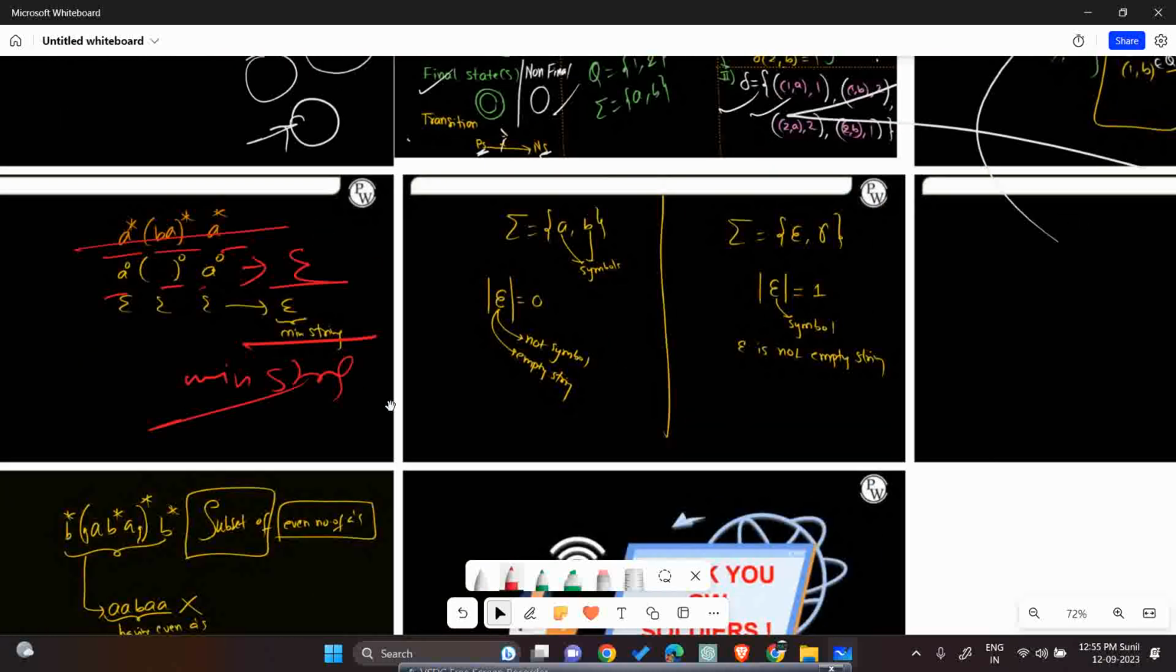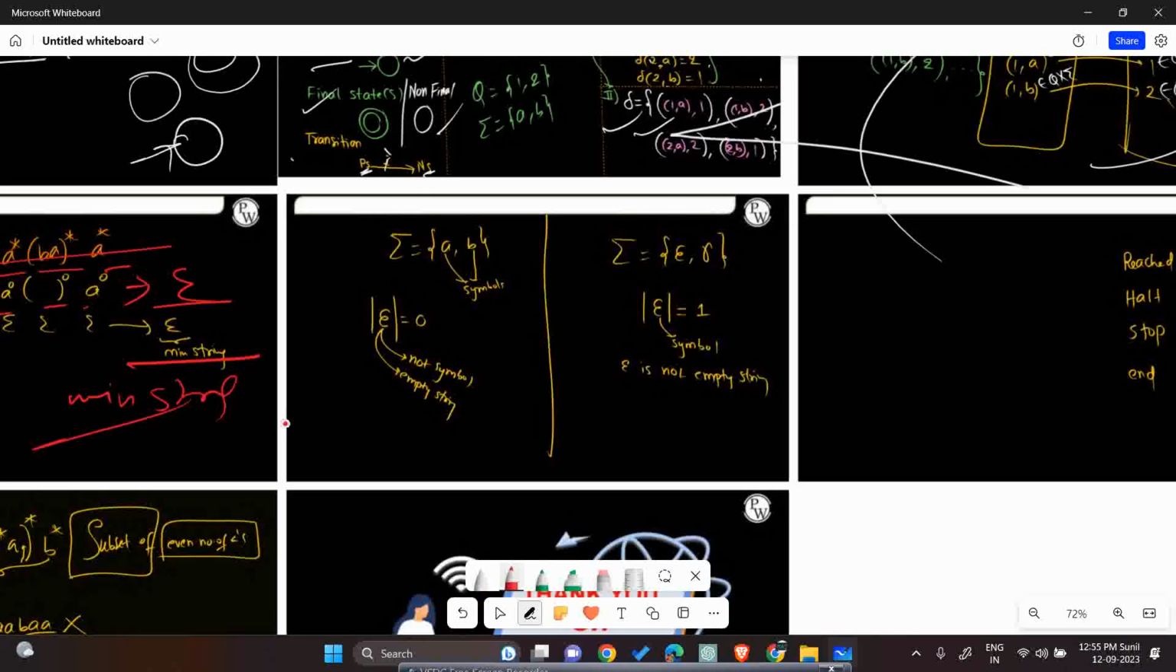So what's next? The input alphabet consists of two symbols A and B. The length of epsilon is equal to 0, not a symbol, the empty string. This means epsilon is not a symbol. It is the empty string. Epsilon comma R, epsilon is equal to one symbol, epsilon is not the empty string.